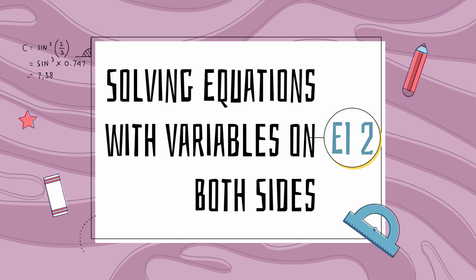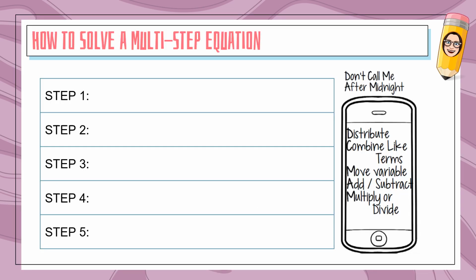All right, everybody, we are taking a look at our next review area, solving equations with variables on both sides. Currently we have it listed as EI2. So when you open your notes, make sure you're in the right spot, and let's fill in our steps again.